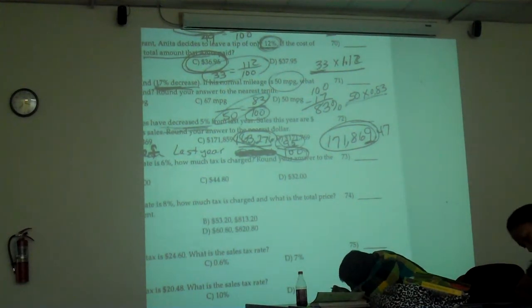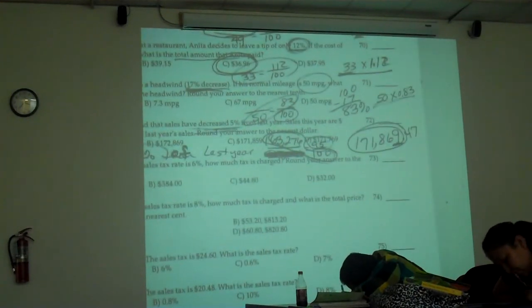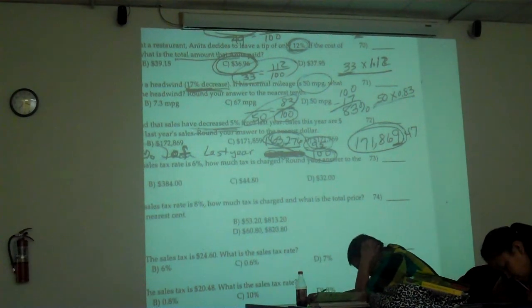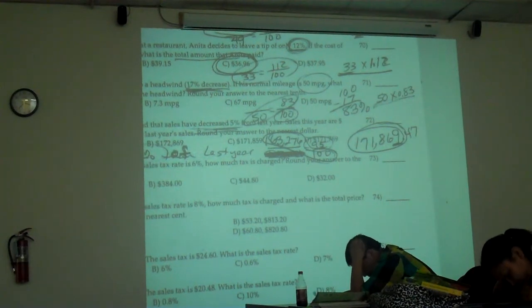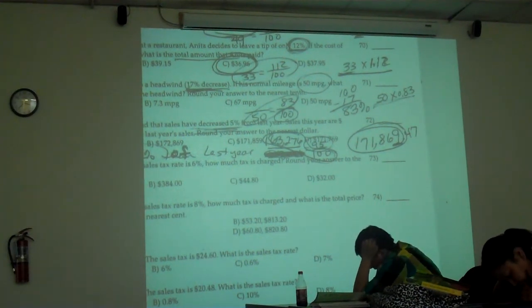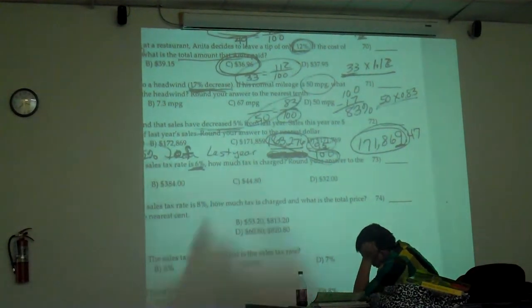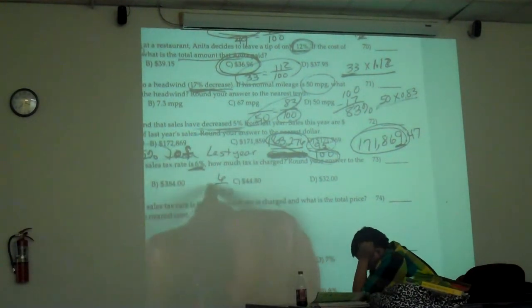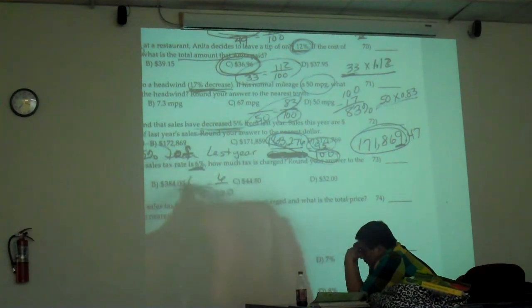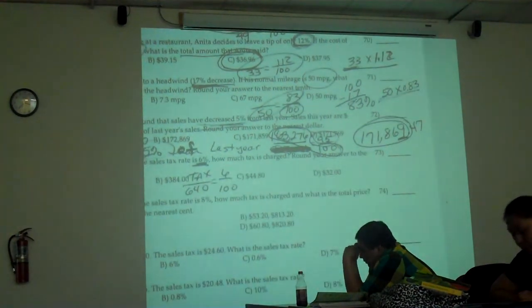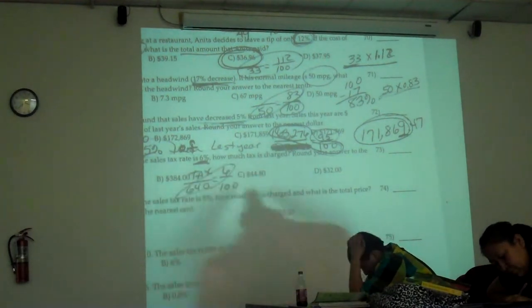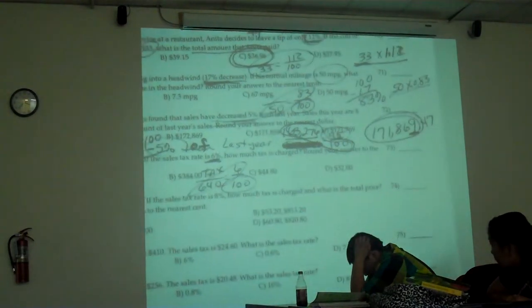A camera costs $640. Sales tax is 6%. How much tax is charged? Not what's the total price. So don't add 100% to it. It just wants to know the tax, which is 6% of your cost. 6% of your cost is your tax. 6 times 640 divided by 100. 38.40?